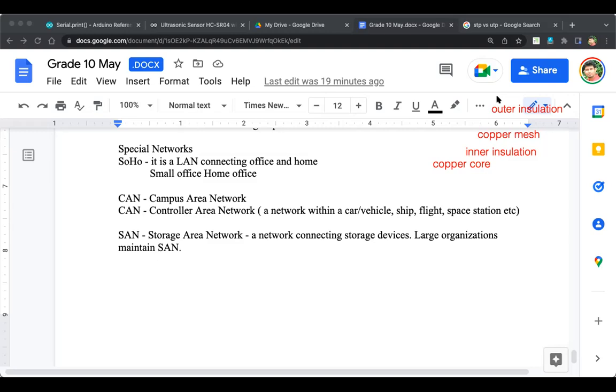Fiber optic. Unlike the two cables that we have discussed, both are copper, both are transmitting shorter distances. So here coaxial also 100 meters, 100, 200 meters. It is not more than that.